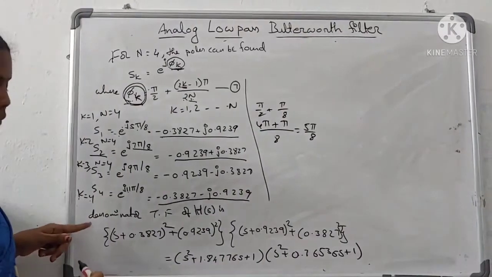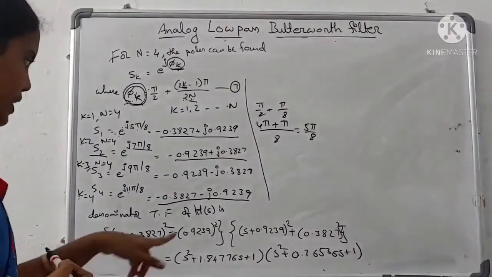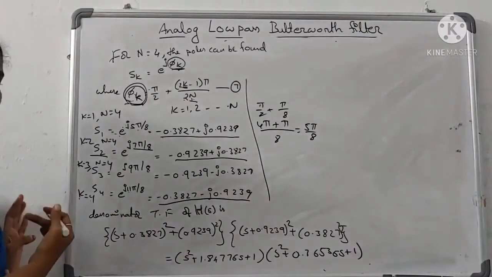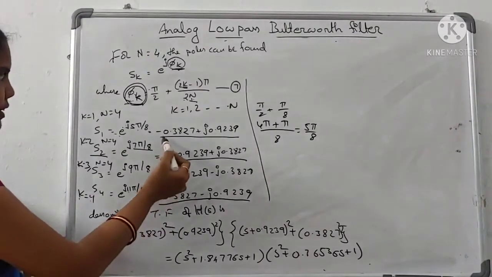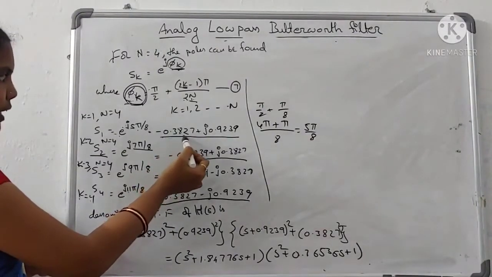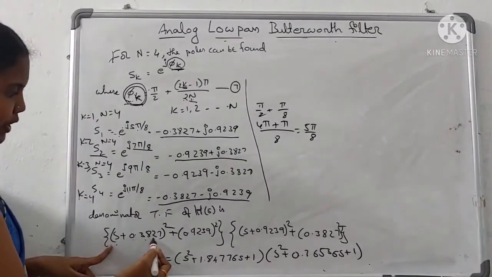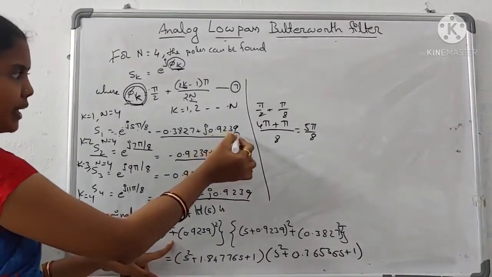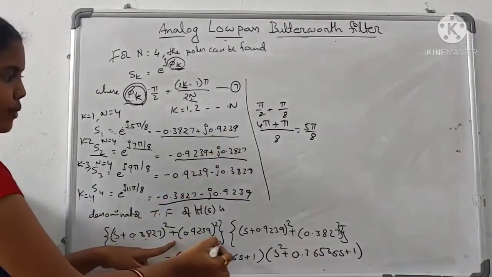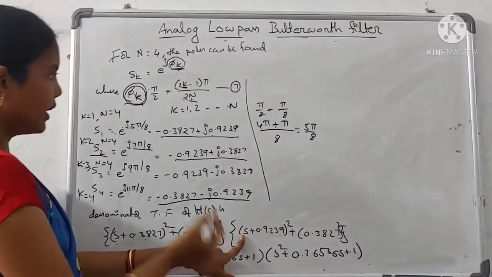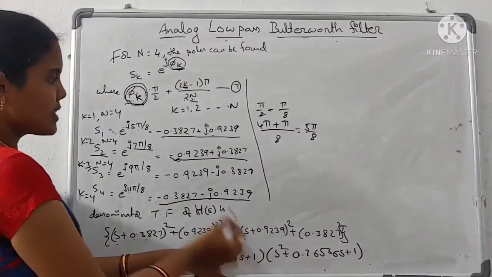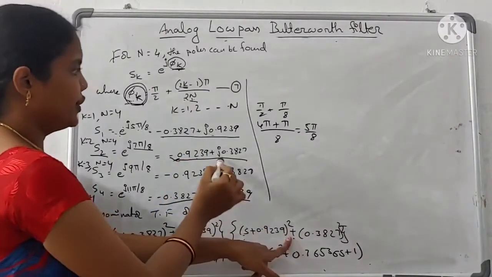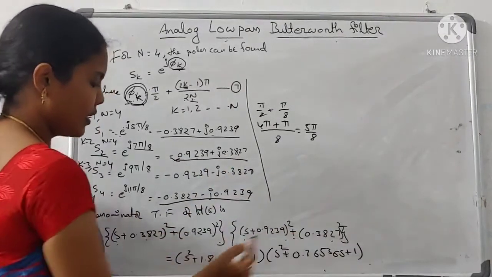Okay, so in order to find the denominator transfer function of h of s, take the left hand side poles. So this is s plus 0.3827 whole square plus 0.9239 whole square, into the next pole, which is s plus 0.9239 whole square plus 0.3827 whole square.